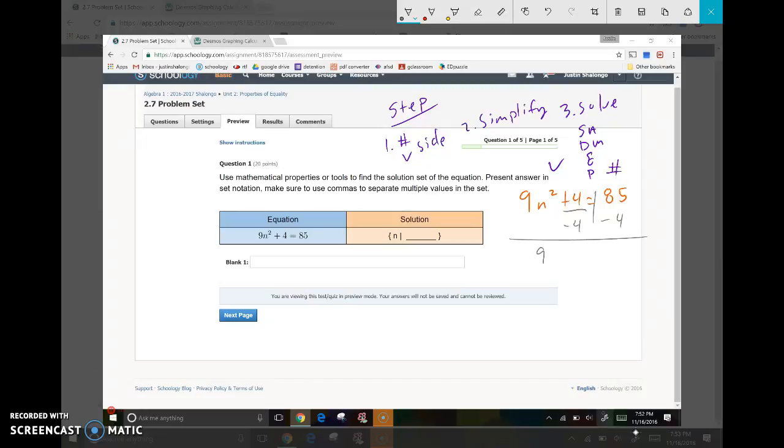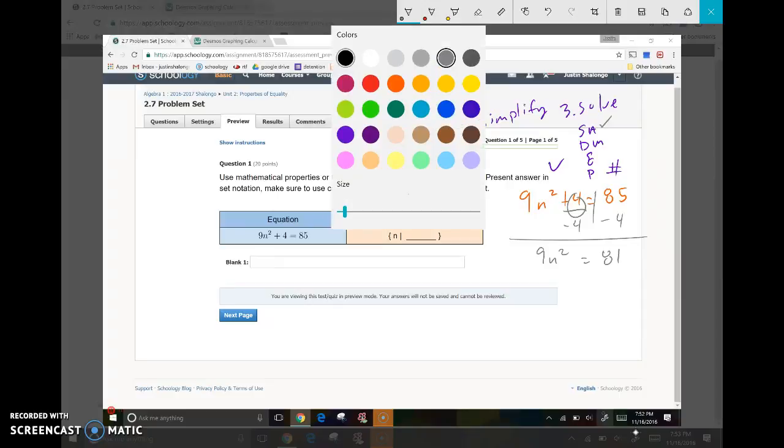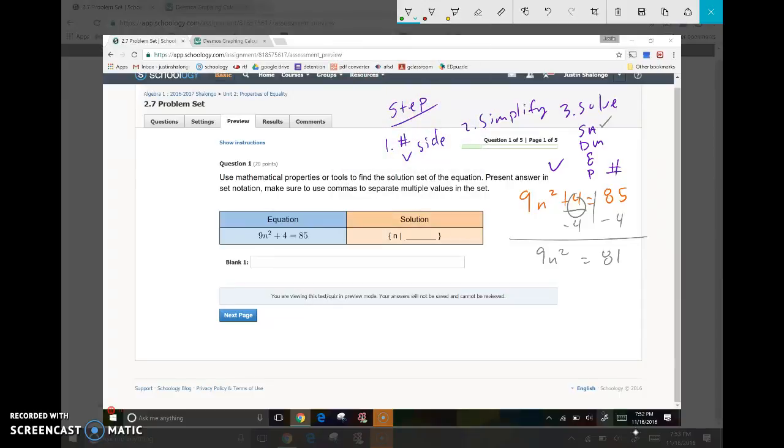And then we get 9n squared. The 4 minus 4 is 0, and plus 0 doesn't need to be written, and 85 minus 4 simplifies to an 81. So we've dealt with the addition and subtraction. Now it's time to deal with the multiplication and the division. So let's use green for this. We've got this 9 right here. There's no sign between the 9 and the variable, so we know it's being multiplied. We're going to have to divide to eliminate it. So 9 divided by 9 is 1 when we simplify, and 1 times n squared is n squared. 81 divided by 9 is 9. So we've dealt with the multiplication and division.